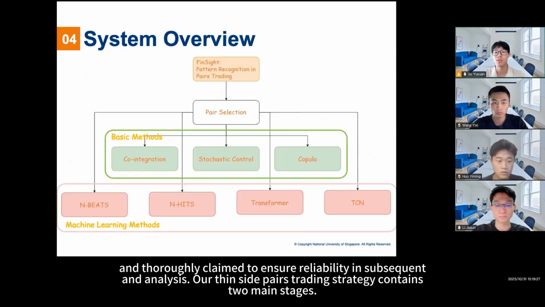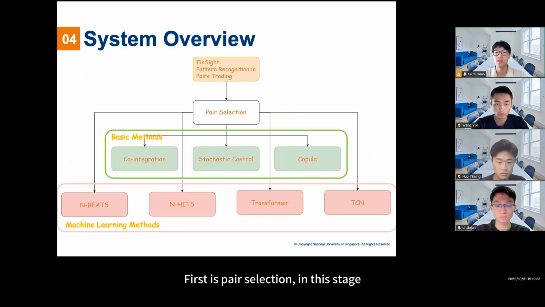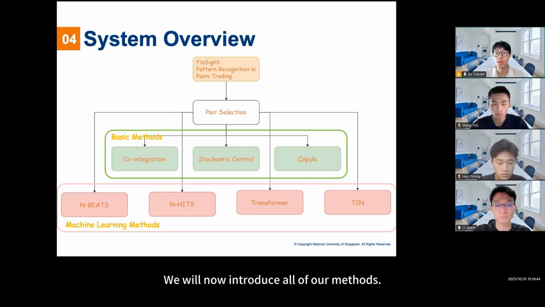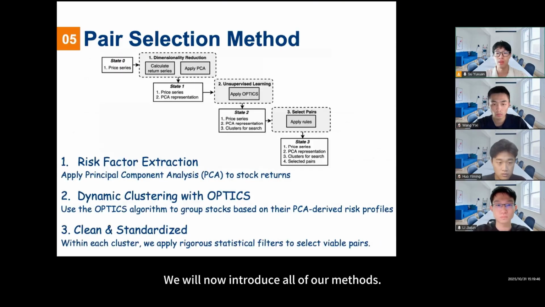Our FinSight pairs trading strategy contains two main stages. First is pair selection. In this stage, we choose the best pairs from our dataset. Next, we use this basic method and 4 machine learning methods. We will now introduce all of our methods.